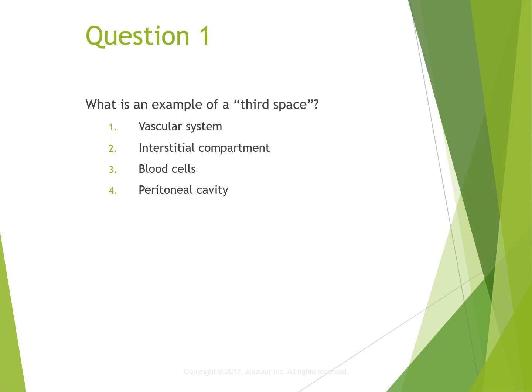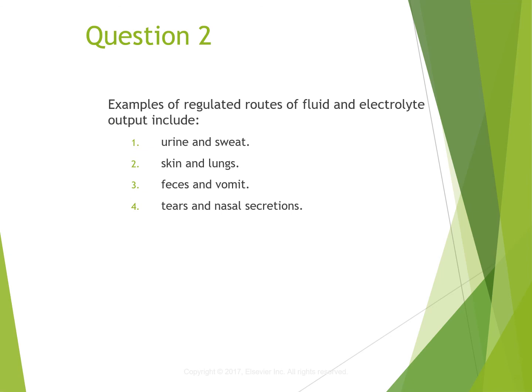Question: what is an example of a third space? You should be answering the interstitial compartment. What are examples of regulated routes of fluid and electrolyte output? Include all the examples. What kind of things regulate fluid and electrolyte output? That would be, for sure, urine and sweat, skin and lungs, feces and vomit, not so much tears and nasal secretions. So you should have the first three.